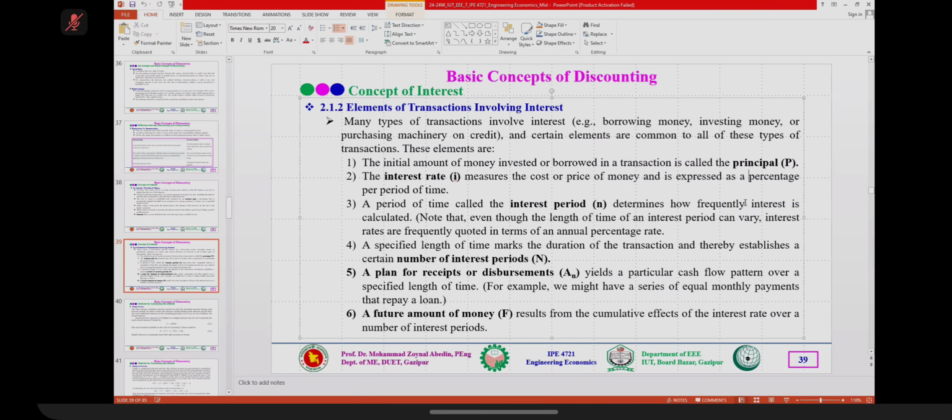If the rate is equal, it is simple interest. If the rate is not equal, it will be compound interest, we know. Another term is the period of time called the interest period, known as small n, which determines how frequently interest is calculated. Note that even though the length of time of an interest period can vary, interest rates are frequently quoted in terms of an annual percentage rate.